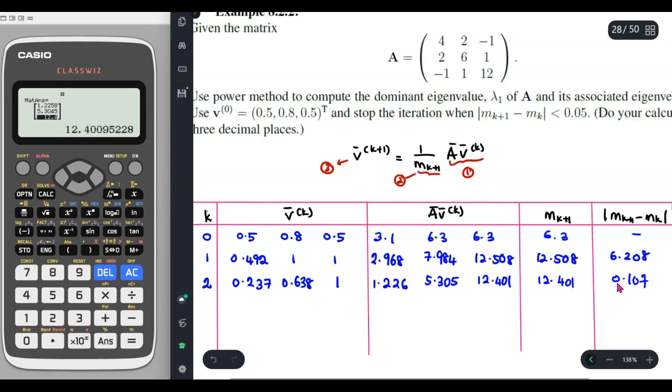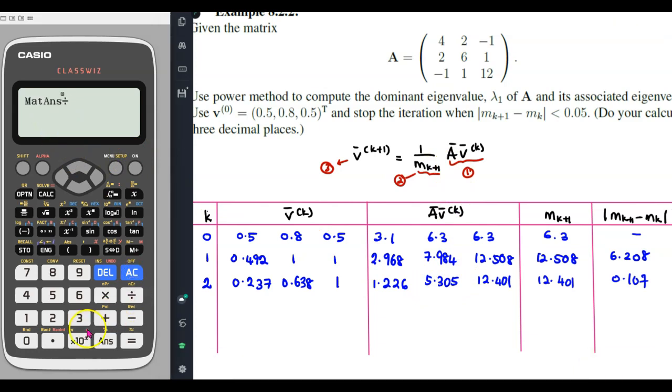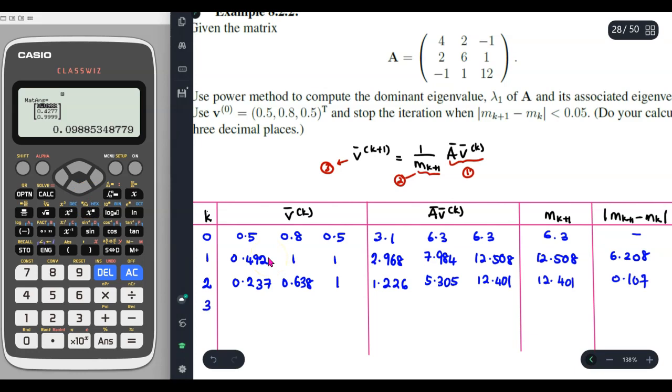So next is to determine your vk plus 1 here. So step number 3: you have 1 over mk plus 1 times Avk, or basically this Avk divided by your mk plus 1. Your Avk is basically your current view in your calculator. So you just need to divide by your mk plus 1, 12.401. And the answer would be at the next row, you have 0.099. Next is 0.428, and then you have 1 again.